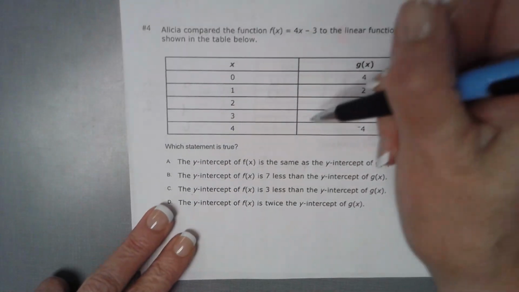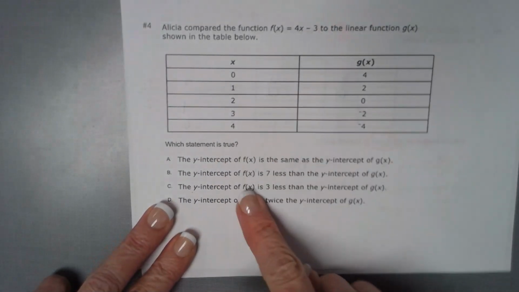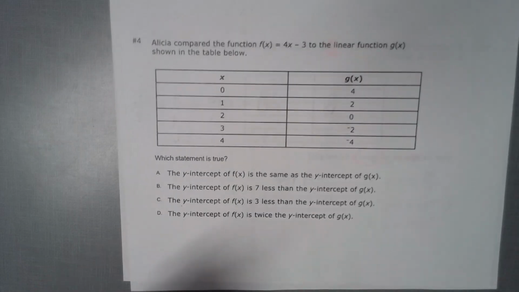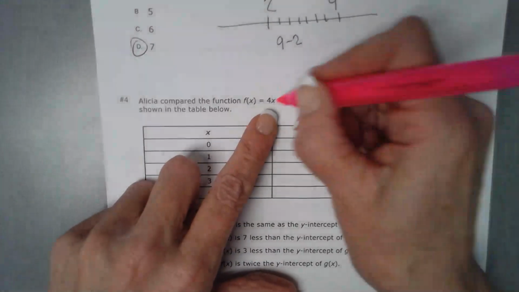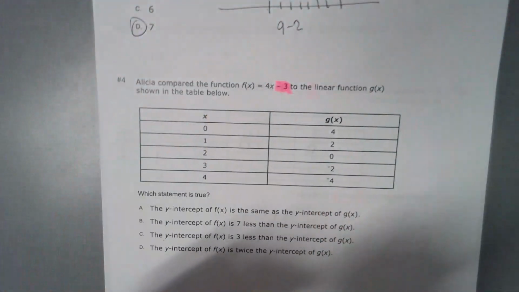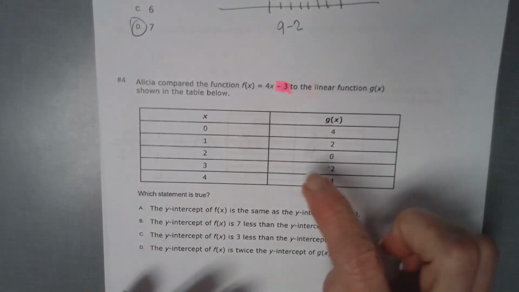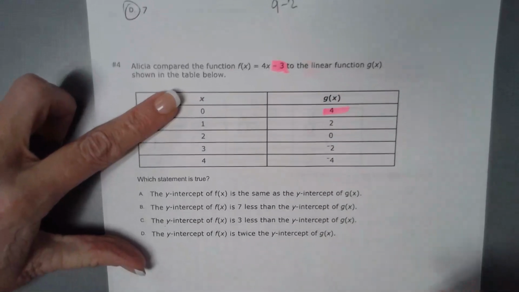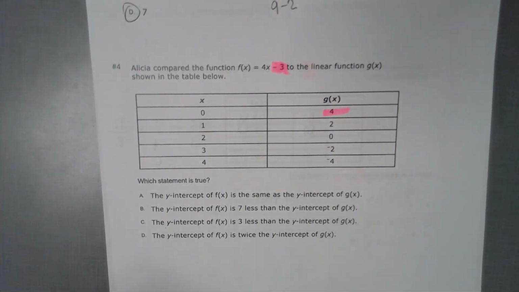Again, equation and table. I'm going to take a look. Notice, everything is talking about the y-intercepts. So I need to find my y-intercepts. The y-intercept here is easy. It's -3. So I'm good there. I look here for a y-intercept. It's 4. It's right there where x is 0.